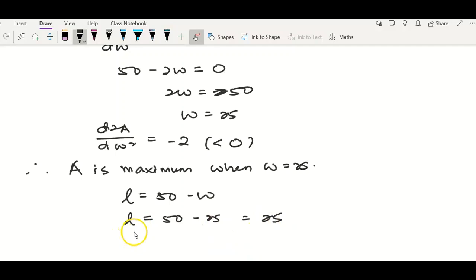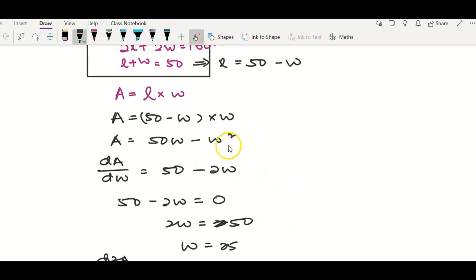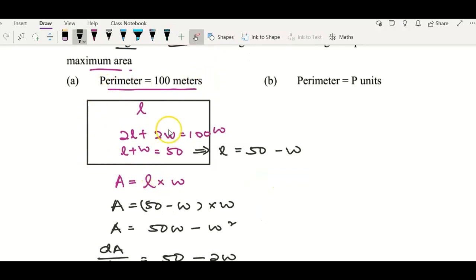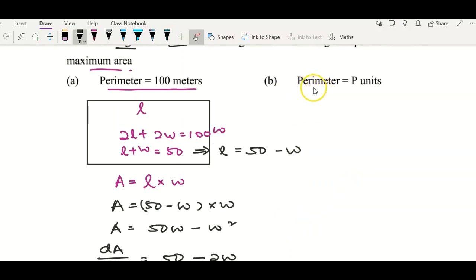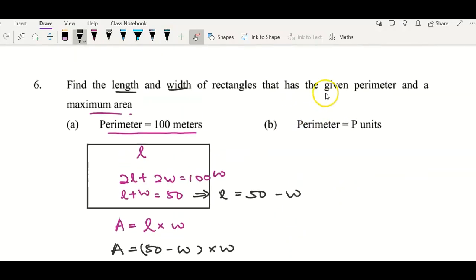And you can see that L and W have the same value, meaning that A is maximum when your rectangle actually forms a square. Alright, a square, where the length and the width are 25 meters. Okay, you may write your unit as meter. Okay, that's it.